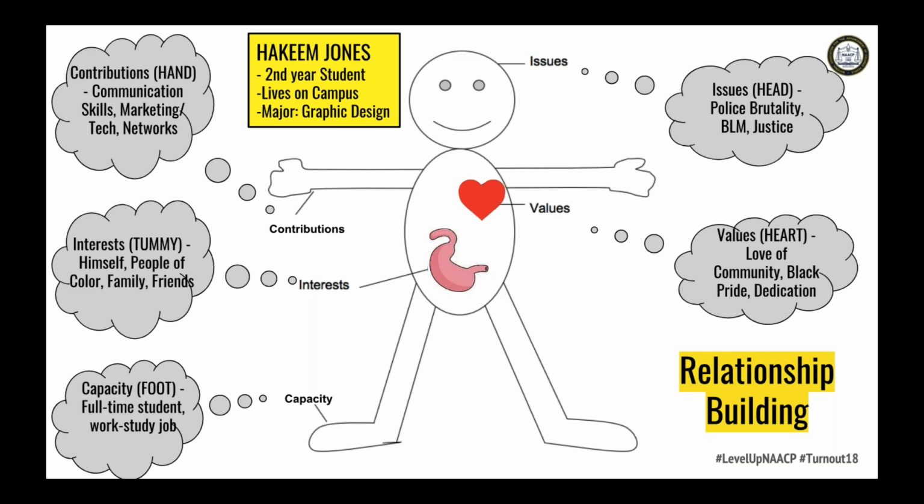So you see right here, we have Akeem Jones. He's a sophomore student, lives on campus, and his major is graphic design. So when we're having this conversation, he said that the three issues that matter to him are police brutality, Black Lives Matter, and justice. So going down from the head to the heart, we went from the issues, and now we're going to the heart.